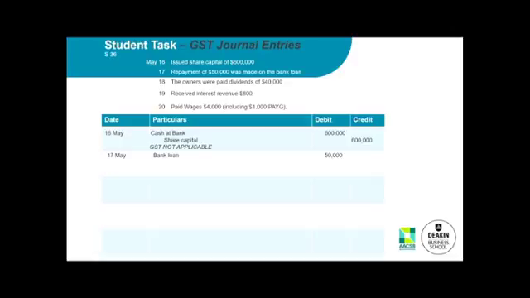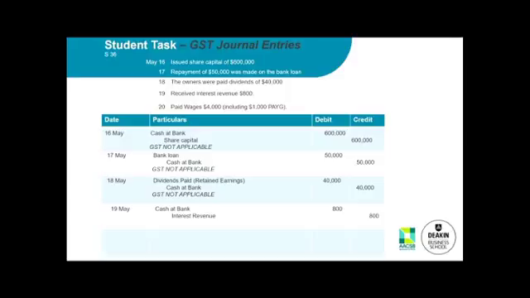On the 17th of May, repayments to the bank, 50,000. Debit the bank loan and credit the bank. Again, no GST. Dividends, 40,000. All right, they get paid out of retained earnings and come out of our bank account, but no GST. On the 19th, interest revenue was received for $800 and no GST on that one either.